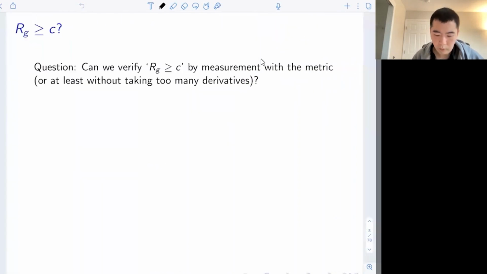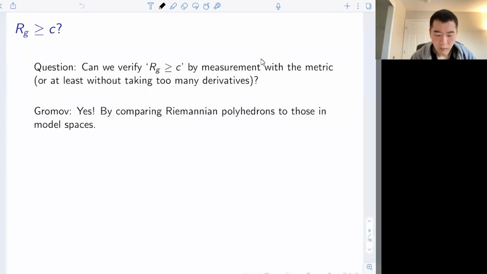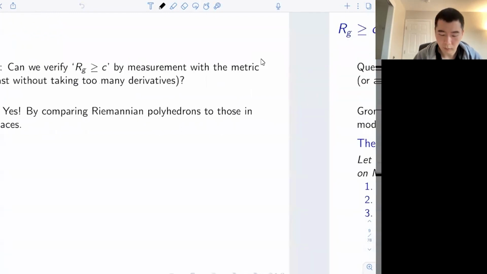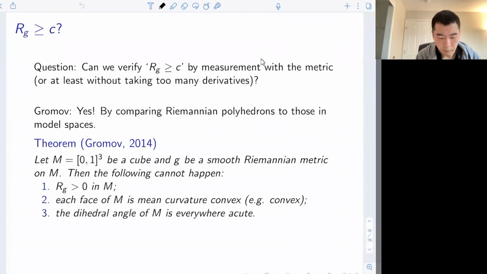Okay. So the question is then, can we verify these scalar curvature lower bounds by C by, for instance, measurement with the metric, or at least not taking too many derivatives on the metric tensor? Well, Gromov's beautiful answer to this question is yes, and this can be done by comparing Riemannian polyhedra to those in model spaces. So the first example that he proved is the following. For simplicity, let's just state the theorem for 3 dimensions, and actually this theorem was proved for all dimensions. So you take a cube.